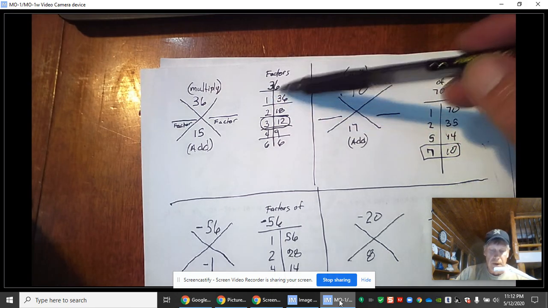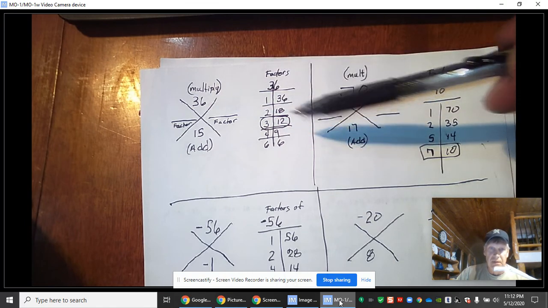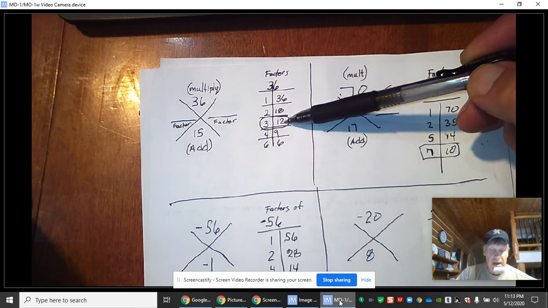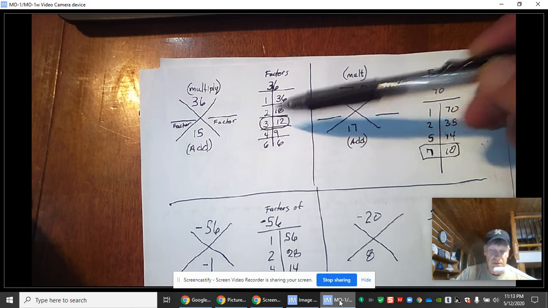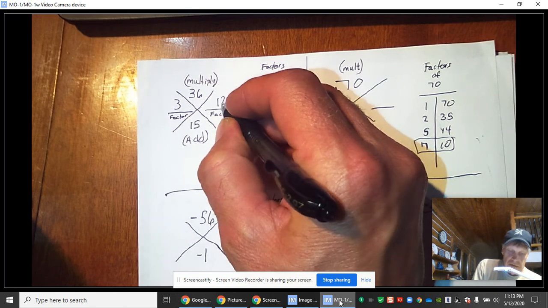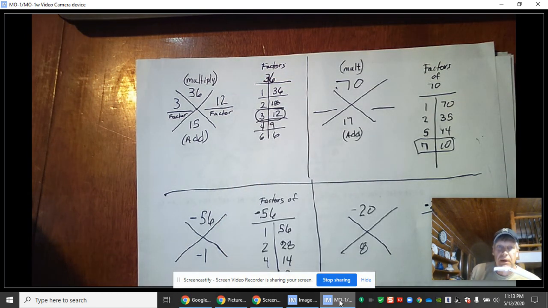So I want to go through all of these that multiply to 36, but now I can figure out which ones add to 15. Well, it's got to be 3 and 12. 3 plus 12 is 15. So these are the two factors that multiply to 36 and add to 15.